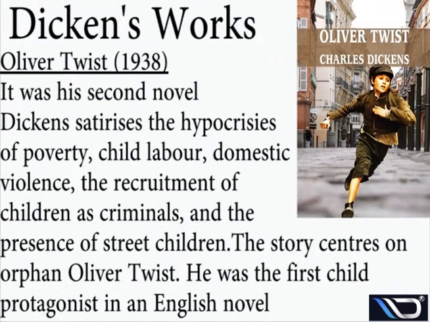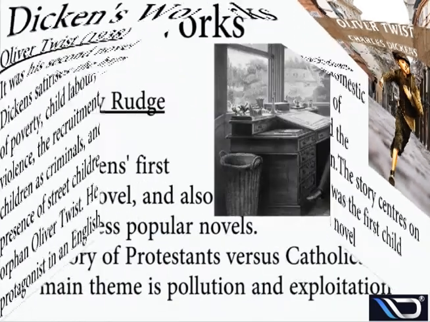Oliver Twist, 1838. It was his second novel. Dickens satirizes the hypocrisies of poverty, child labor, domestic violence, the recruitment of children as criminals, and the presence of street children. The story centers on orphan Oliver Twist. He was the first child protagonist in an English novel.